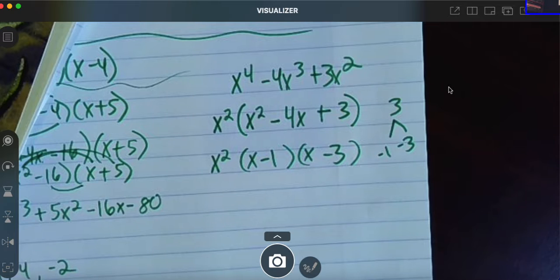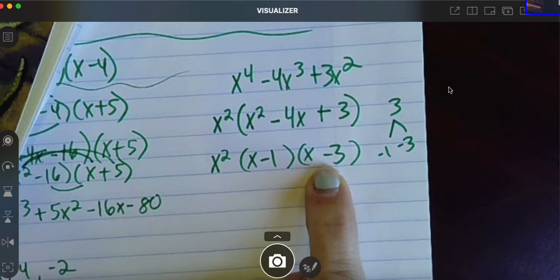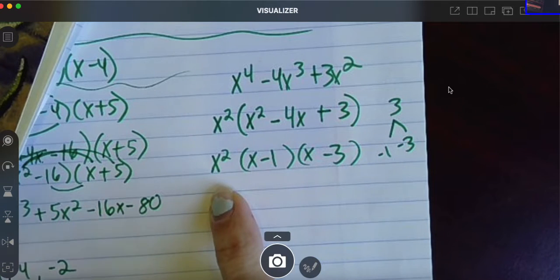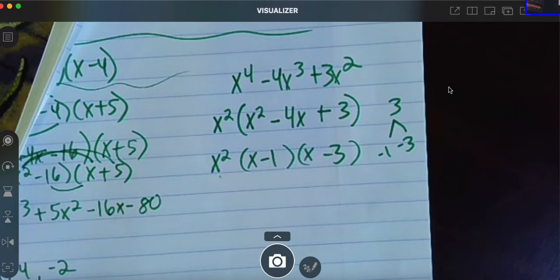So what are my answers? I actually have 4 answers here. You can easily tell 3 of them, I hope. This answer is going to be 3. This one is 1. And this one is 0. How many of those are there? 2 of them. That's the multiplicity. So it's 0 with a multiplicity of 2, and 1 and 3. Those are your answers. Those are our zeros.